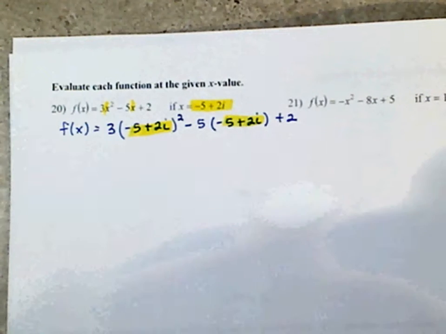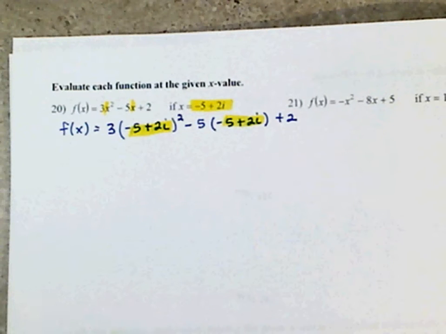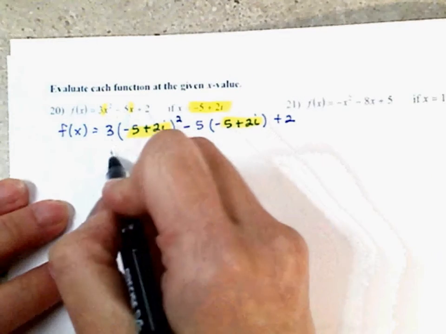Next part. What you can do is, there's a square.